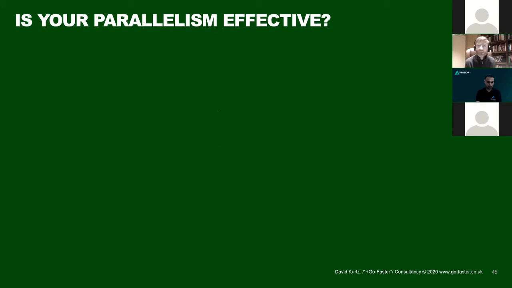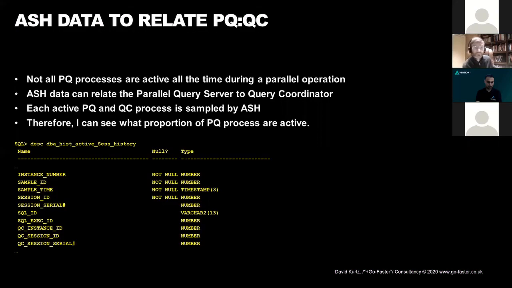People like using parallelism. Parallelism can be very effective, but it can also be a very brutal way of just burning CPU. You can use ASH to determine whether it's an effective tactic. So you've got information on your ASH data about the session ID and the session of the query coordinator. So you know whether you are in the same parallel operation.